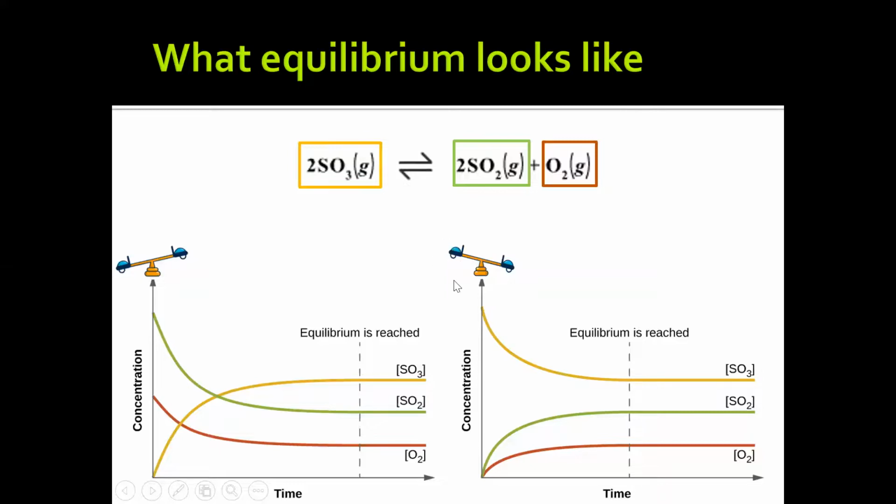So if you take a look at the seesaw, you can see we start with more reactants than products. So if we put a basketball right in the middle, it's going to roll towards the products. That's the direction that this reaction is going to go, to the right.